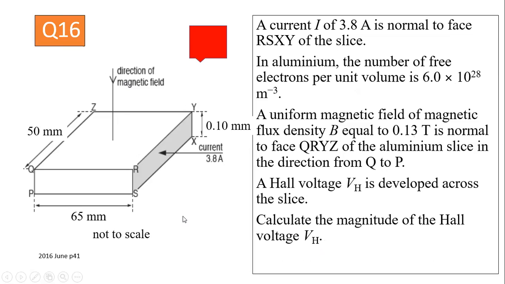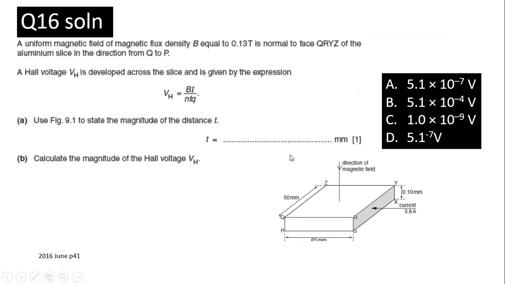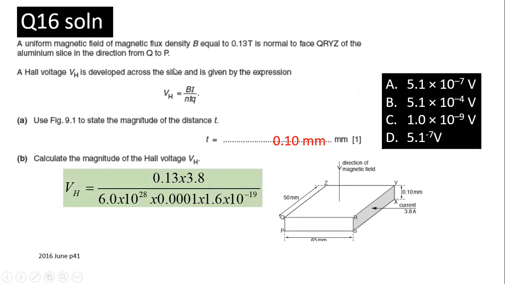This part also wrong. Calculate the Hall voltage. Right? This is just to show you how to calculate. There's your thickness. We are just using this formula. Your B is given, I is also given, n is also given, and t, thickness, is also given. Change it to SI unit. Your q is the charge of the electron. Then calculate out. Okay?